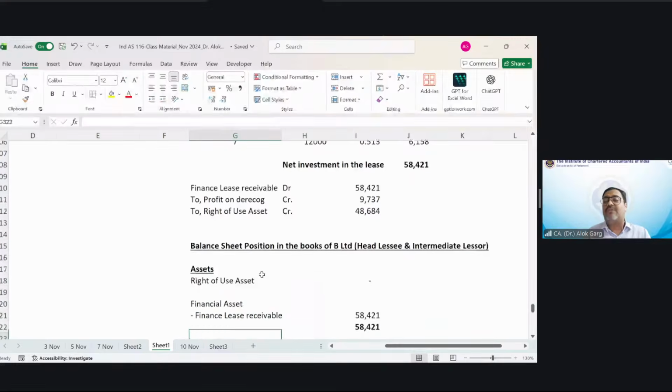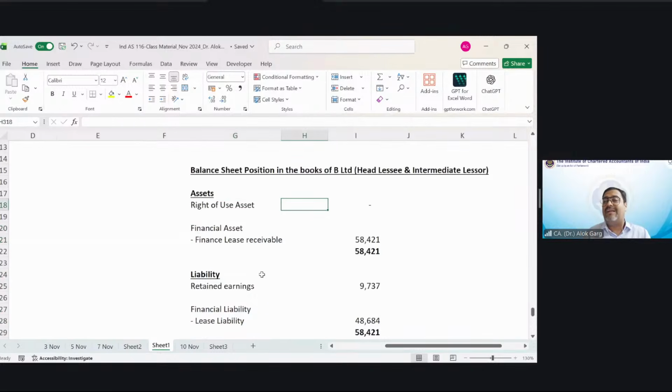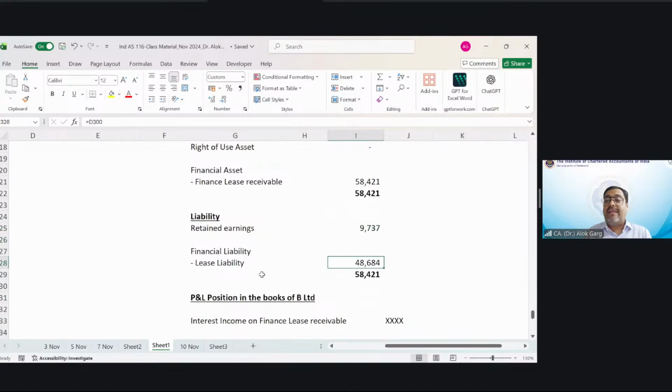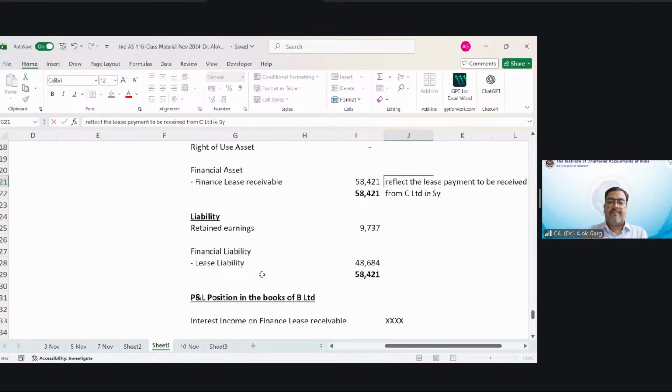Now, what is the balance sheet position in the books of B Limited? In the books of B Limited as a primary lessor and the head lessee, there is no ROU. Why? It has been derecognized. But B Limited will recognize another asset, finance lease receivable, of 58,421. The profit on derecognition of ROU, 9,737, will go to retained earnings. And B Limited is still obligated. So this finance lease receivable reflects the lease payments to be received from C Limited, that is the sublessee. This lease liability reflects the obligation of payments towards A Limited.